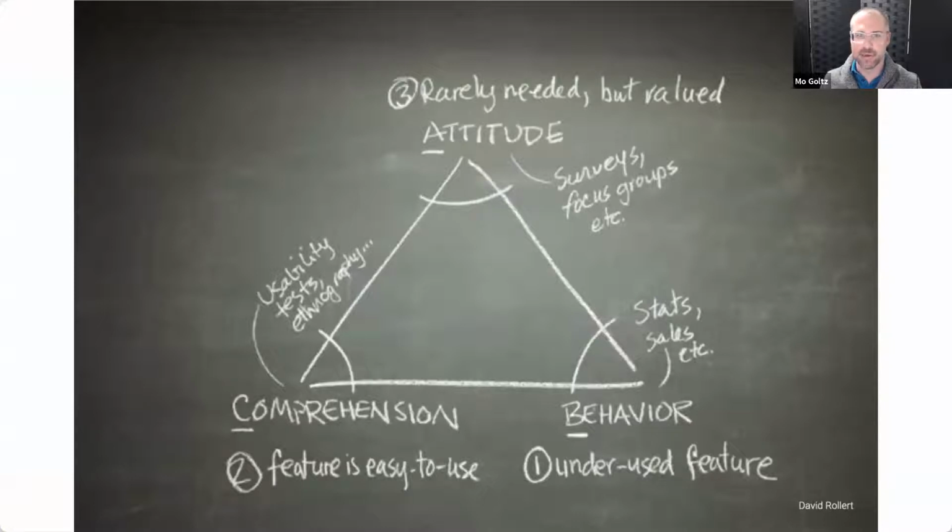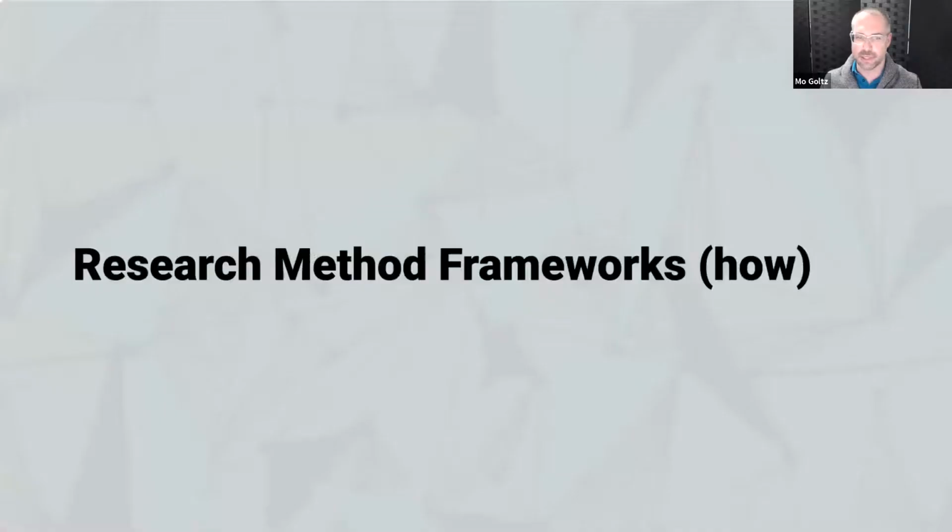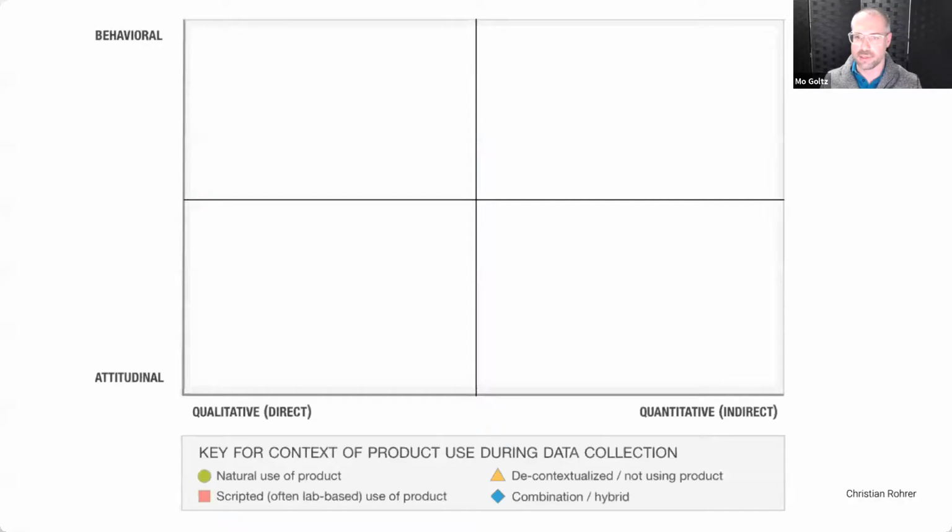Research methods can elicit and uncover comprehension, behavior, and attitudes, or ABC. Now, if you take this framework of attitudes, behavior, and comprehension, you can bring yourself into the Nielsen Norman diagram that was created by Christian Rohrer. Basically, on the y-axis, there's behavioral to attitudinal, and on the x-axis, there's qualitative to quantitative. And then there's a color code at the bottom about whether things are natural use, whether they're scripted.